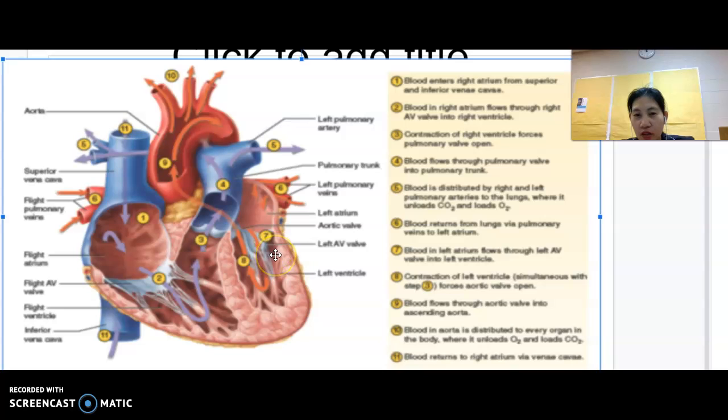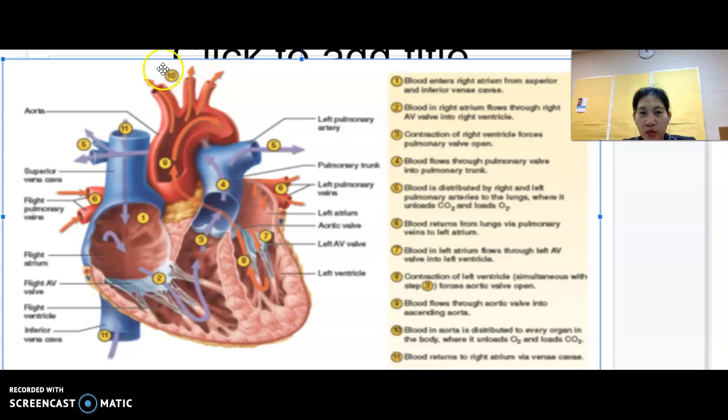Then there is contraction in the left ventricle, the same as step 3, which forces the aortic valve to open. Then blood flows through the aortic valve. Here, the aorta, this one here, into the ascending aorta, and blood in the aorta is then distributed to every organ in our body, where it unloads oxygen and loads carbon dioxide.